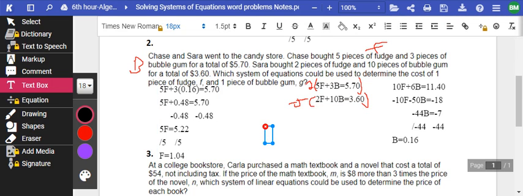So what did we get here? We've got fudge is $1.04, and bubble gum is 16 cents. Okay, so that's just one way to do it. You've got to figure out if you're going to use substitution or elimination or graphing, but I would use substitution or elimination first.